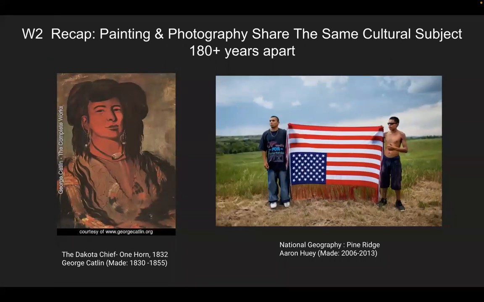In week 2, we also talked about painting and photography share the same cultural subject, which is the American Indian peoples. George Catlin painted from 1830 to 1855, and Aaron Huey portrayed Pine Ridge Reservation from 2006 to 2013.